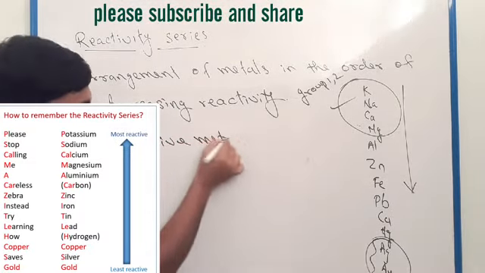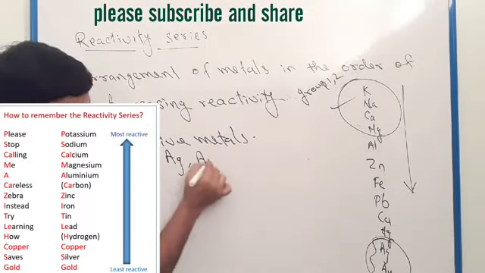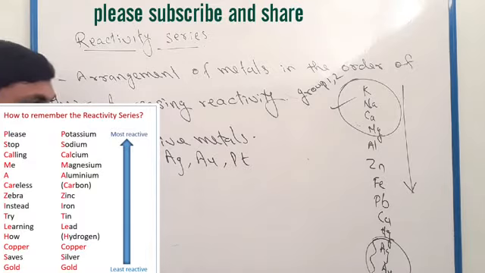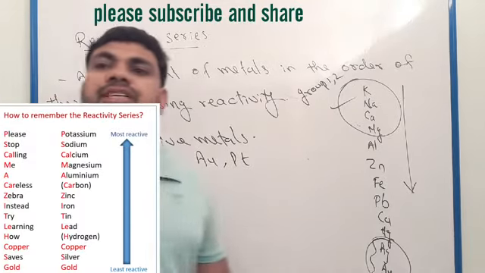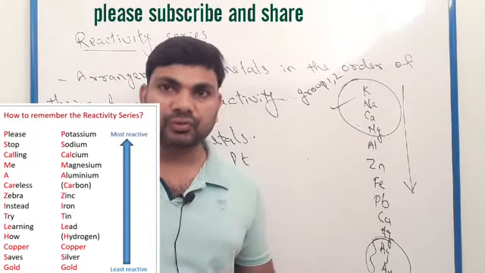Which are native metals? Silver, gold, platinum. These metals are called native metals because they are obtained in pure form.